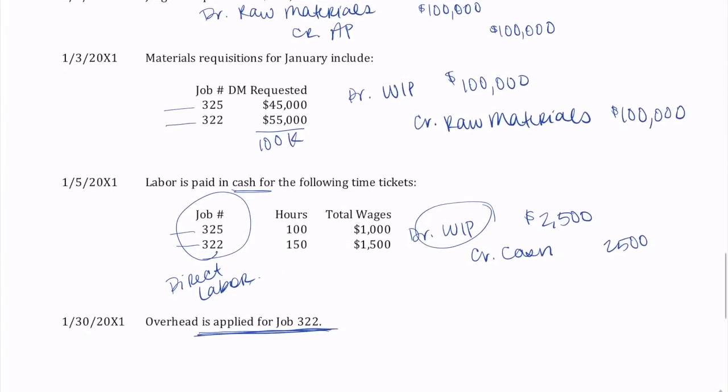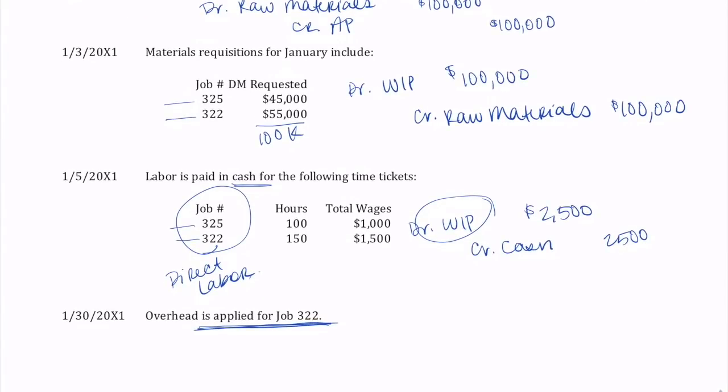Okay, so if I come over here to job 322, I can see that actual hours of labor were 150. So to figure out how much overhead I should apply to job 322, I take my $40 rate and I multiply it by actual direct labor hours because that's what I chose. It doesn't always have to be that, but that's what I chose. Actual direct labor hours of 150 for job 322, and that gives me overhead of $6,000.